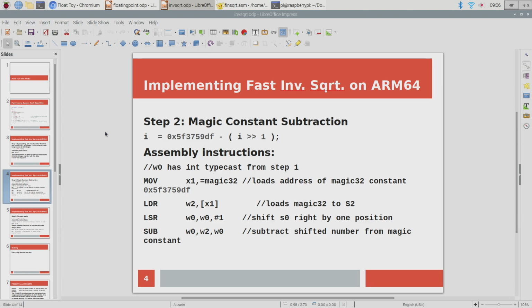Okay, now I also have the two instructions at the top, the move x1 equals magic 32. Well, what would I need to have up in my data section for this to make sense? Magic 32 is a word that has the value 5F3759DF. Okay, and so that first move instruction is just going to load the address of that into x1. Okay, and then what does the LDR do in the next step?